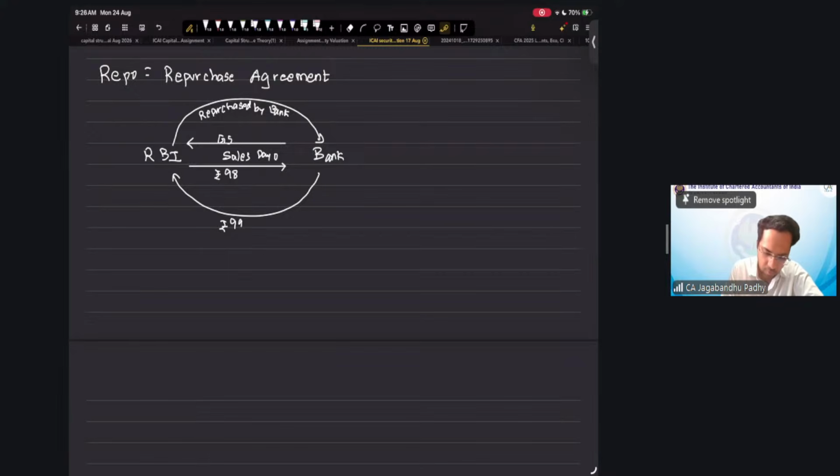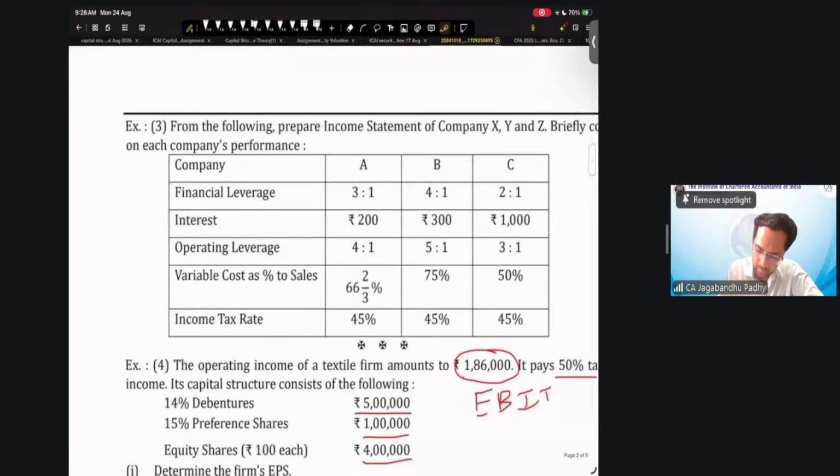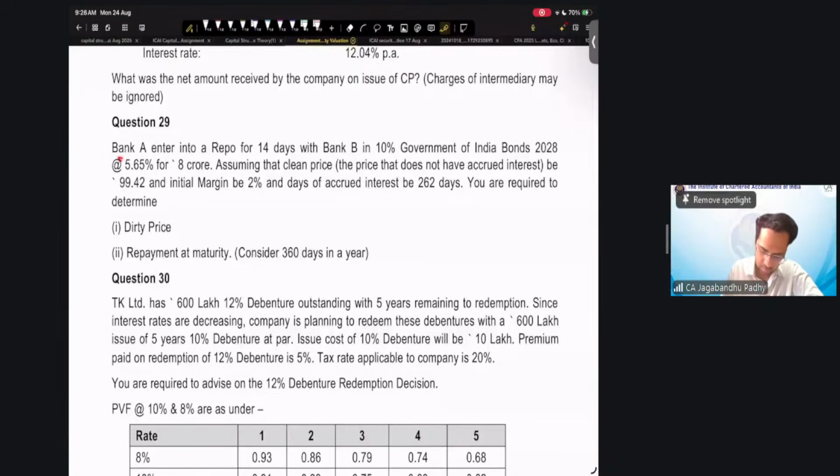Now we have to look at a typical question targeting this aspect. Let us say Bank A enters into a repo for 14 days with Bank B in 10% Government of India bonds at 5.65% for 8 crores, assuming that the clean price does not have accrued interest.